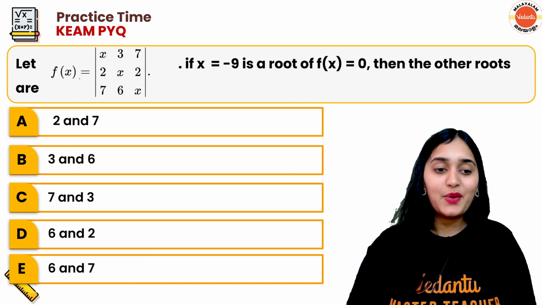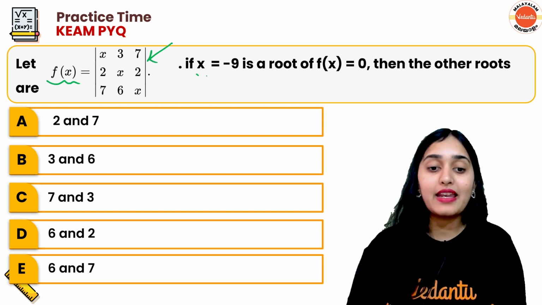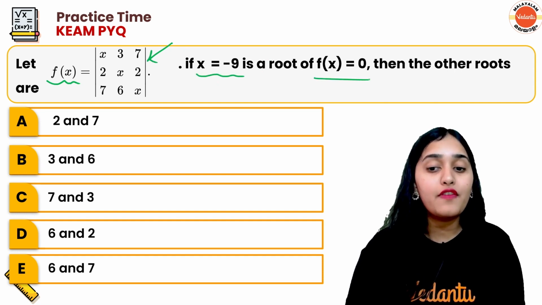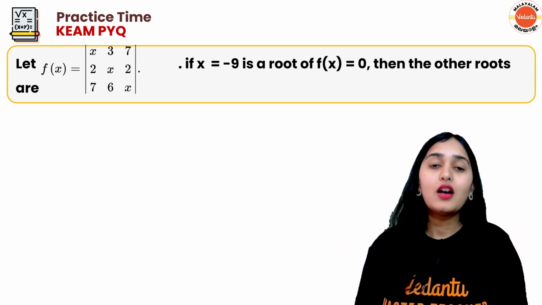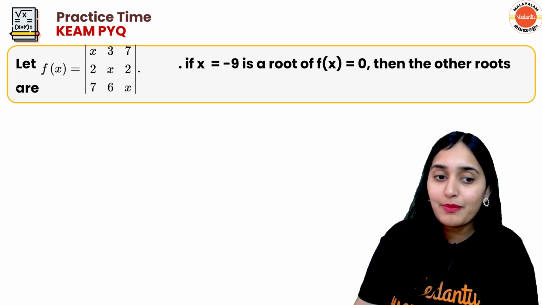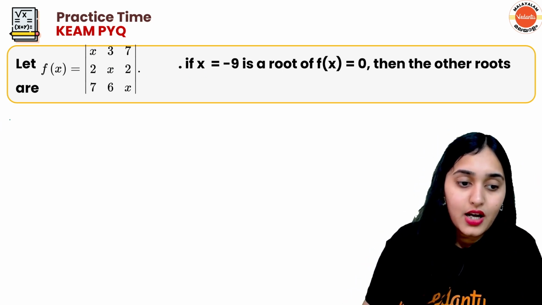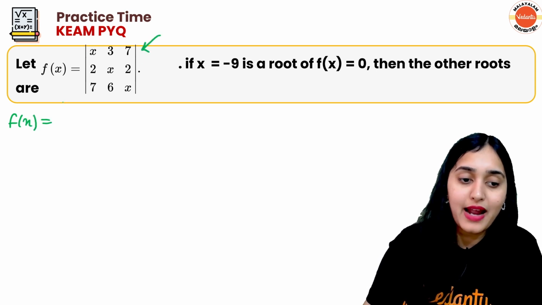Okay, another question. If the function is basically determinant of this matrix and x is equal to minus 9 is the root of this matrix, then the other roots are what? Again, you have to find out. Okay, you don't need to find out inverse, you just need to find out determinant. So let's quickly find out determinant.